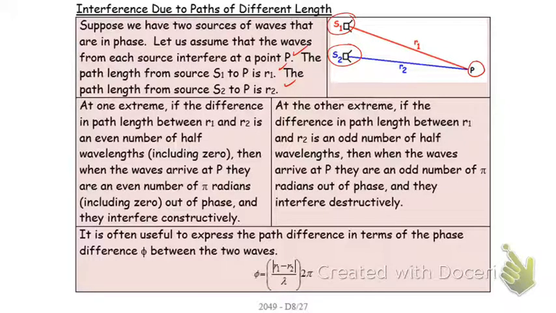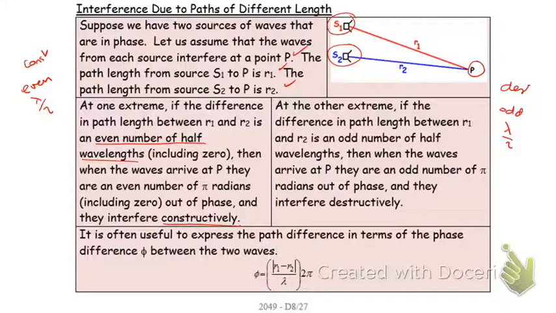At one extreme, if the path difference between R1 and R2 is an even number of half wavelengths, then we will get constructive interference. So we get even lambda over 2, we get constructive. For destructive, we get an odd lambda over 2. And you can think about these in terms of wavelengths.